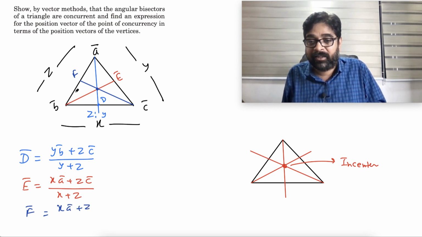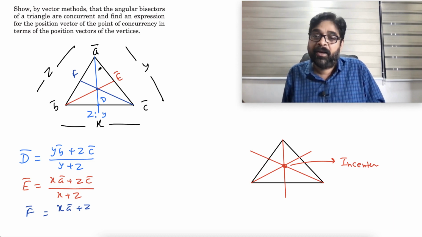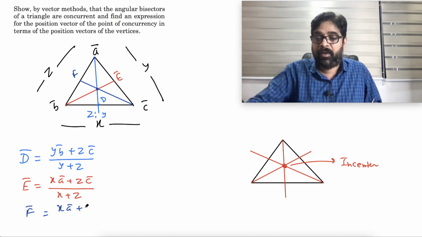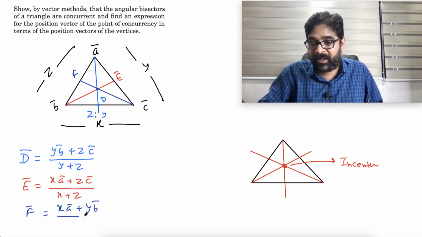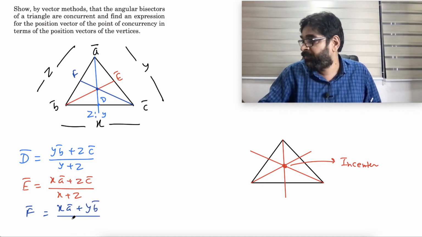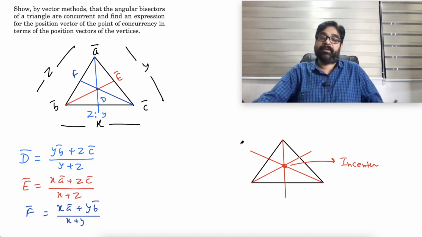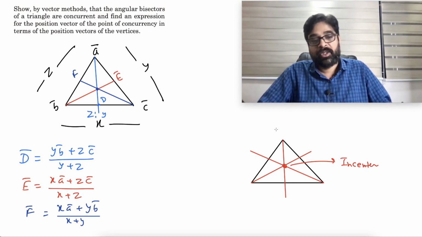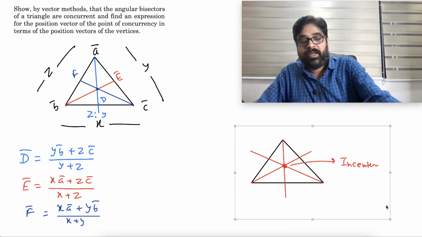This will be Y and this will be X, XA plus YB, yes, YB divided by X plus Y. Correct. Very good. Now check this carefully.